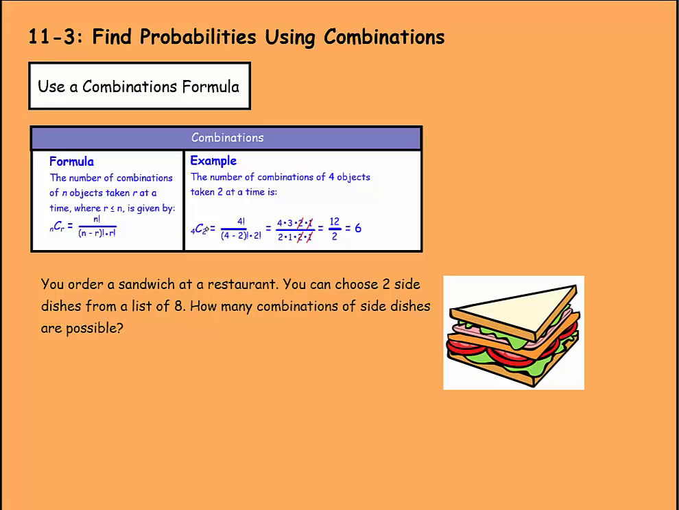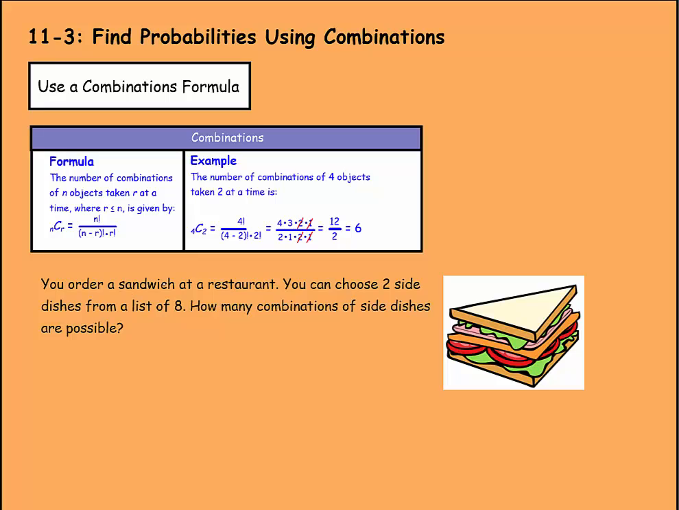4 combination of 2, 4 factorial over 4 minus 2 factorial times 2 factorial, because 4 was the n and 2 is the r. So that gives me 4 times 3 times 2 times 1. And this gives me 2 times 1, 2 factorial, times another 2 factorial. This 2 factorial would cross off because they're exactly the same. And that leaves me with 4 times 3 on top, 2 times 1 on the bottom. 12 over 2 equals 6. And if you notice, we got 6 combinations last one too.